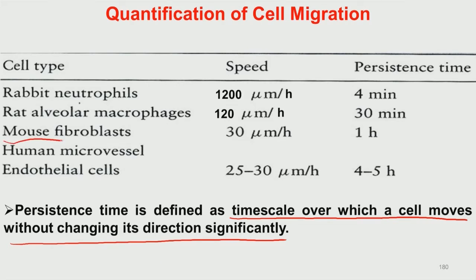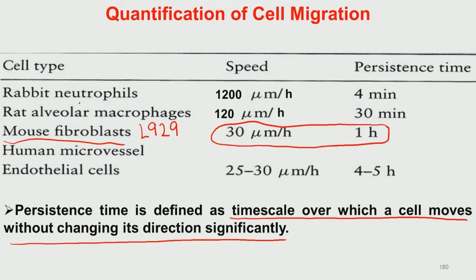Let us take the example of mouse fibroblast cells, that is L929. This cell line is quite widely used in biomaterials research. So, let me circle the numbers related to this particular cell line. The cell migration speed of L929 cells is 30 micrometer per hour. That means, in 1 hour the cell can move only 30 micrometer. The cell size of L929 is somewhere around 20 to 25 micron.